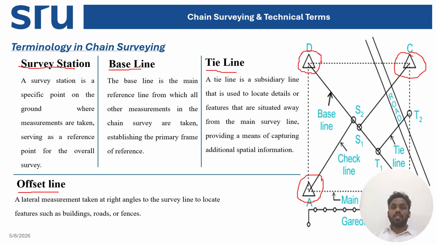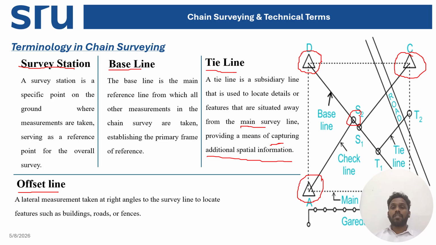So that is called a baseline, which is used to establish a primary framework for reference of your measurement. Then tie line. The tie line is a subsidiary line, you can see here, that is used to locate detailed features. For example, it is projected from your main line and it is connected towards any survey station or any road located nearby, everything you can mark with this tie line. So here it is connected from the main line, which means to capture additional spatial information.